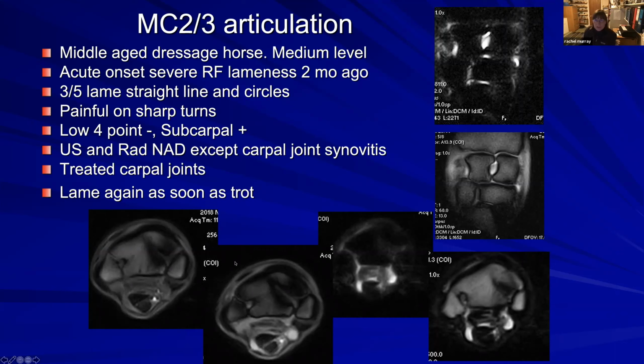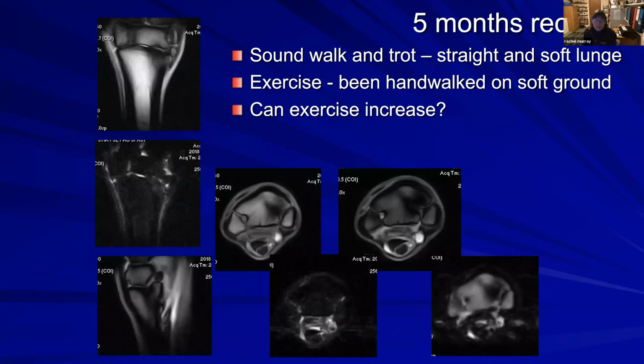It was a middle-aged dressage horse at medium level, acute onset, severe right forelimb lameness. It was particularly lame on turns and circles, and it blocked subcarpal, and it improved when its carpal joints were treated, but lame as soon as it was trotted again. So this was followed 5 months.